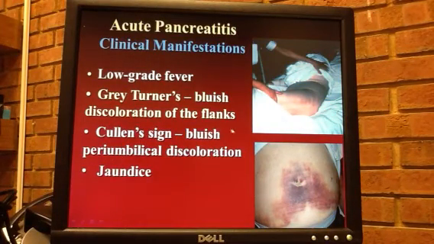This Gray-Turner syndrome is a bluish discoloration of the flanks. This is where the pancreatic enzymes are actually leaking into skin tissue, and this is a pretty severe case, causing the cell membranes and blood vessels to be disrupted, and you get bleeding into the area. Cullen's sign is shown here. That's a bluish periumbilical discoloration. This is because of seepage of blood-stained exudates from the pancreas into this area. If there is biliary obstruction, then jaundice may be present with the acute pancreatitis.